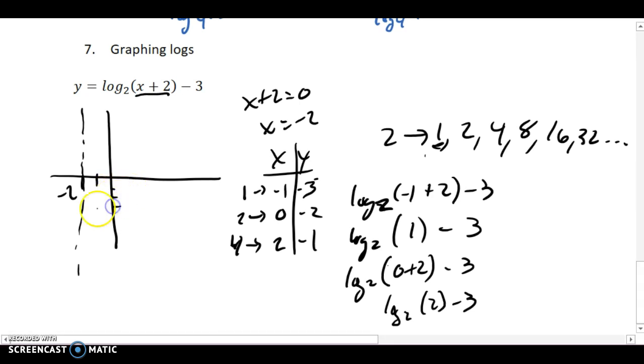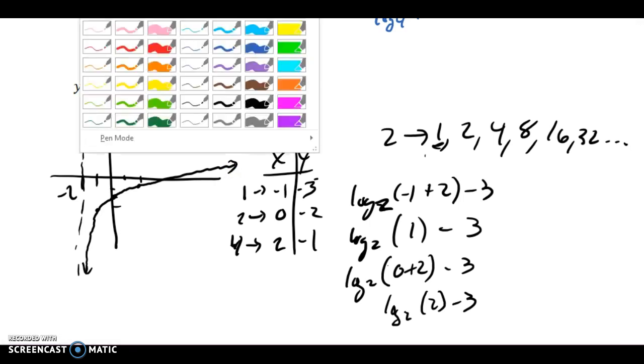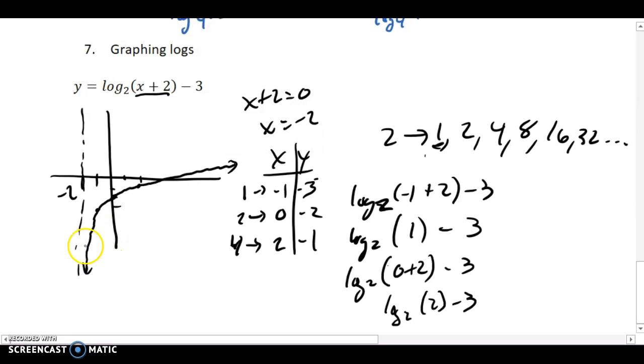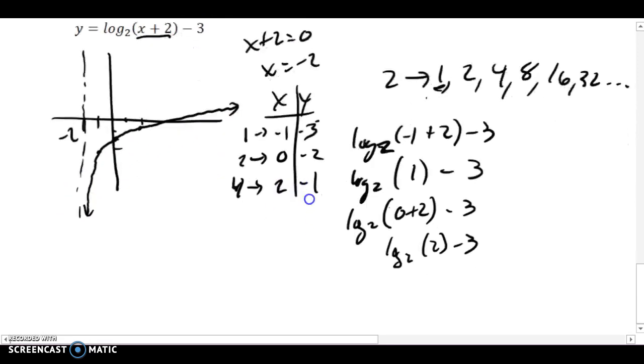So we got negative 3, and then we have 0, negative 2. Then we have 2, negative 1. And then our shape here, this is a 2, so it's going to be a growth. So it's going to look something like this here. Okay, and that's going to be the shape of our graph. Okay, a little tricky. Very similar to what we've done before, though, just kind of because it starts parallel and goes up and around a little different direction.